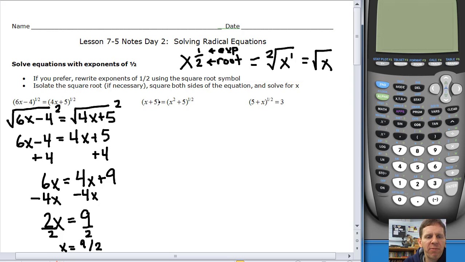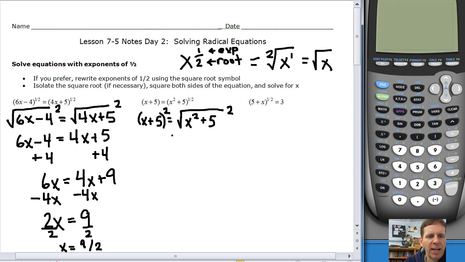Here's our second problem. We've got x plus 5 on the left side. On the right side, we have something to the 1/2 power. So kind of like we did before, we're just going to rewrite the right side of this equation as the square root of x squared plus 5. Once you have isolated the square root, which we've kind of done here, we want to get rid of the square root, and we're going to do that by squaring both sides. We'll square both sides of this equation.